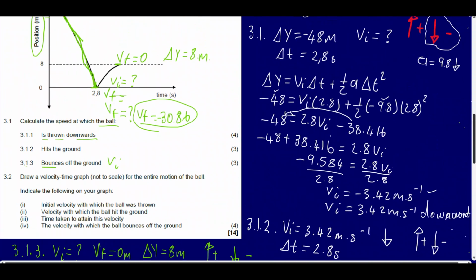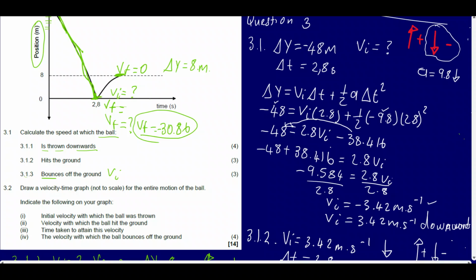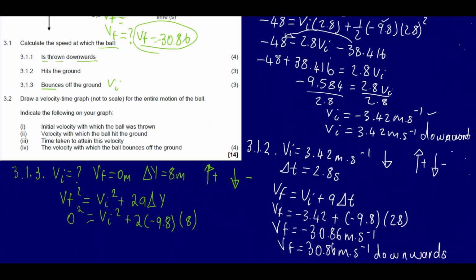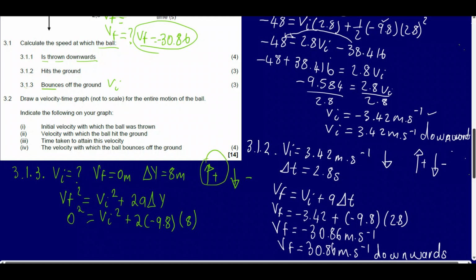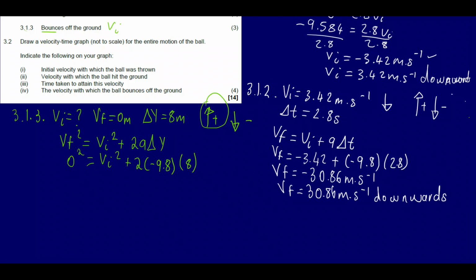Remember, displacement is a vector quantity. You can see this time around, when we want to calculate the initial velocity, the final velocity is actually 0, but because the displacement is going up, we take it as positive, because we took the upward motion as positive. So it will just be a very simple question to solve, because you will get a negative answer here.